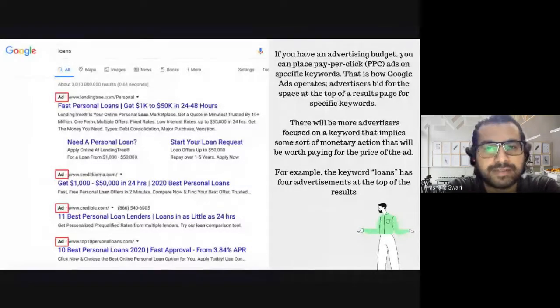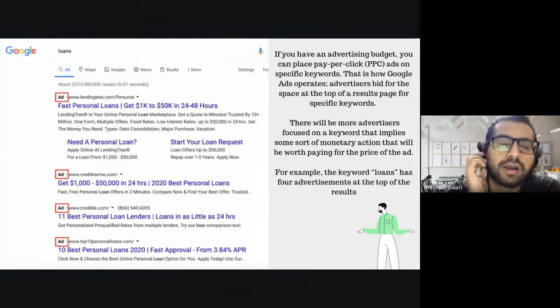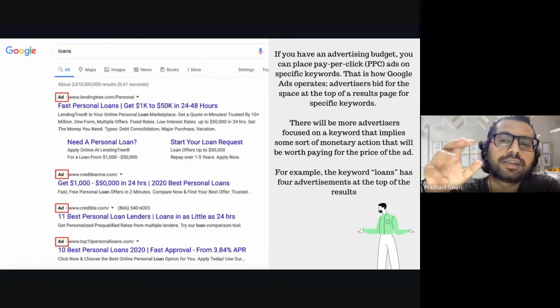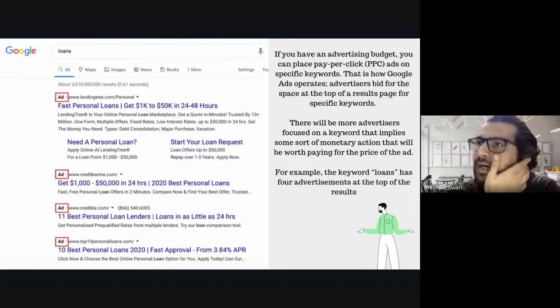There will be more advertisers focusing on a keyword that implies some sort of monetary action that will be worth paying the price of the ad for. So what you can do is check, in the tools we have available, which keywords these advertisers are bidding on most, and how much they are bidding. Let's take, for example, best digital marketing course. If you do keyword research on best digital marketing course, you will find out the bidders are paying around 100 to 200 rupees per click for that keyword.